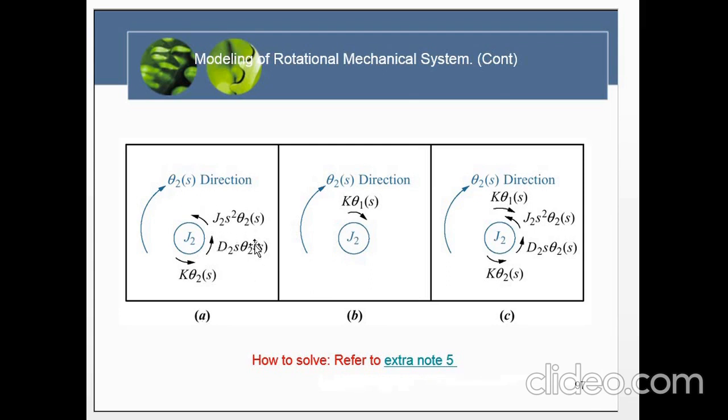This direction is based on the effect of theta 2, and then this force is the effect of theta 1 on J2. This is the complete force that works in J2. Okay, how to solve it? Please refer to extra note 5.